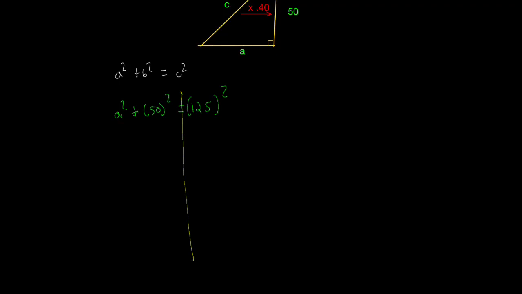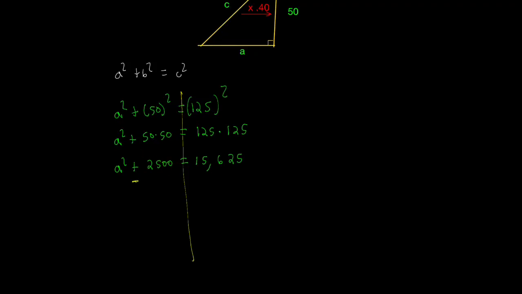A squared is what we want to figure out, so that stays the same. 50 to the second power, that's 50 times 50. And then 125 to the second power, that's 125 times 125. A squared is still there, but 50 times 50, that's going to be 2,500. And then 125 times 125, that's going to be 15,625.